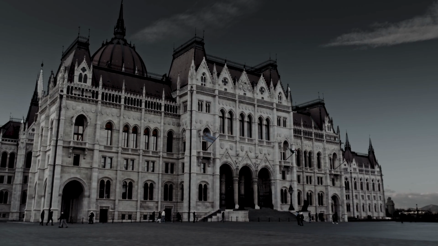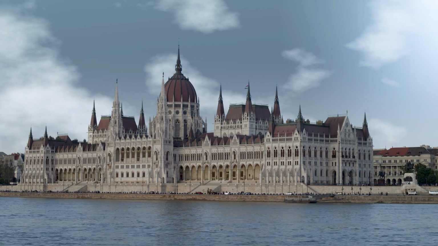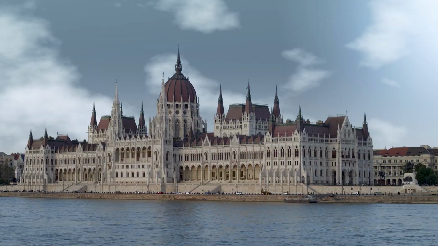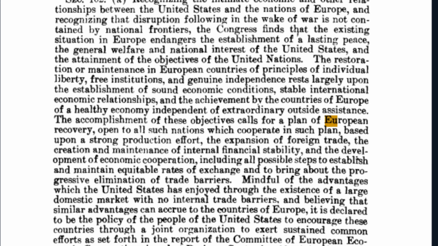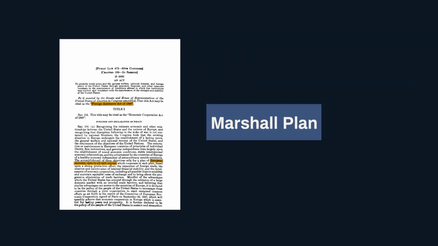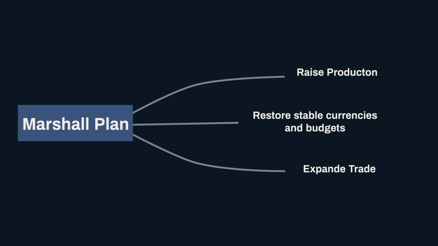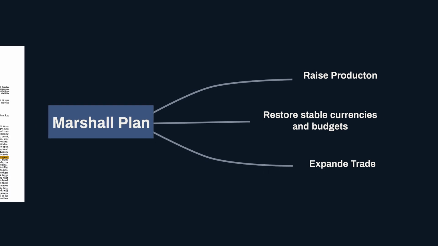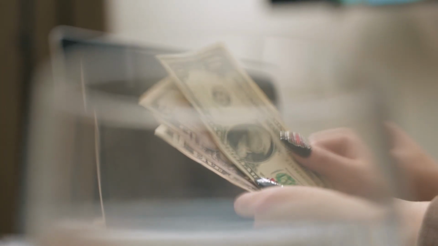The public story of the Marshall Plan is simple. America gave aid, Europe rebuilt, everyone moved on. But the real story is more interesting. In 1948, the United States passed the Foreign Assistance Act. This created the European Recovery Program, better known as the Marshall Plan. The act did not describe the program as pure humanitarian relief. It had clear goals: raise production, restore stable currencies and budgets, expand trade by reducing barriers. That matters, because from the beginning, this was not just about giving Europe dollars. It was about shaping how Europe used dollars.